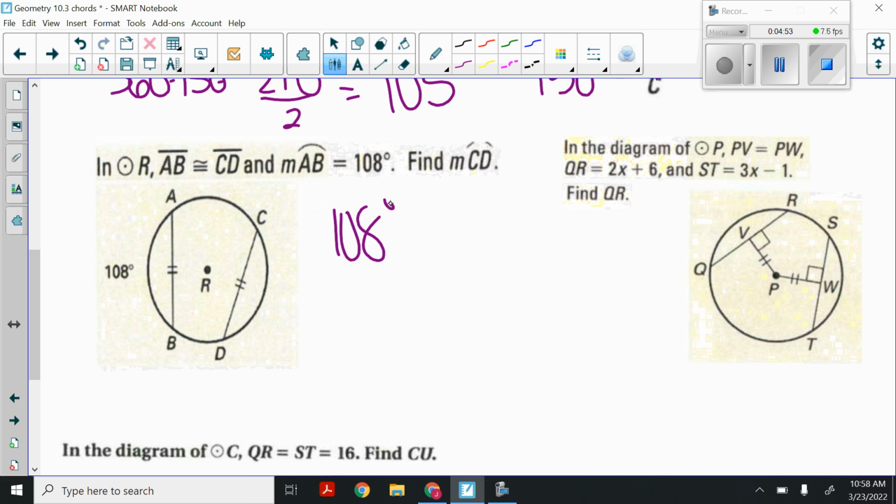The crossover here says in the diagram, circle P, PV is equal to PW. So they're telling me that they're the same distance apart from the center. QR is 2x plus 6, ST is 3x minus 1, find QR.